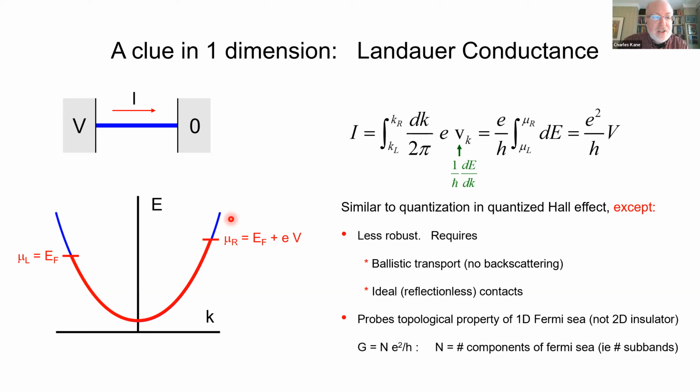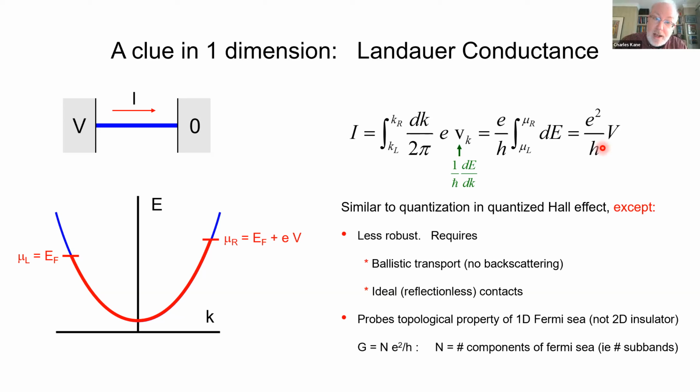So then it's a simple matter, given this situation, to ask what the current is flowing. All you have to do is just add up the current carried by every occupied electronic state. And so you do an integral between the two Fermi points of the charge times the velocity, that's the current. And the magic is that the velocity is, of course, the group velocity, which is the slope dE/dK. And so what you're integrating is a total derivative. And so the total current turns into e squared over h times the voltage. Okay. And so this is the Landauer formula. And so you get this quantized conductance.